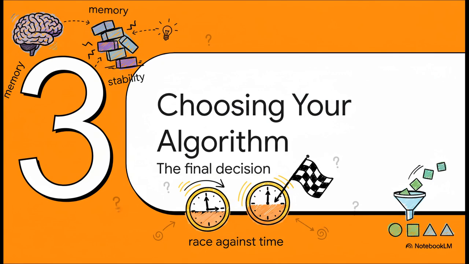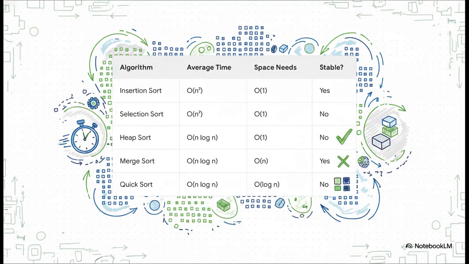All right, so we've got our constraints like memory and stability, and we've got the race against time. We now have all the pieces of the puzzle. We are ready to make a smart decision and pick the right tool for the job. Think of this as your final dashboard. You can see all the trade-offs right next to each other.